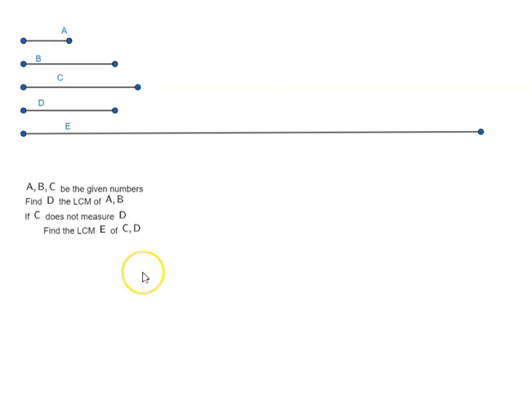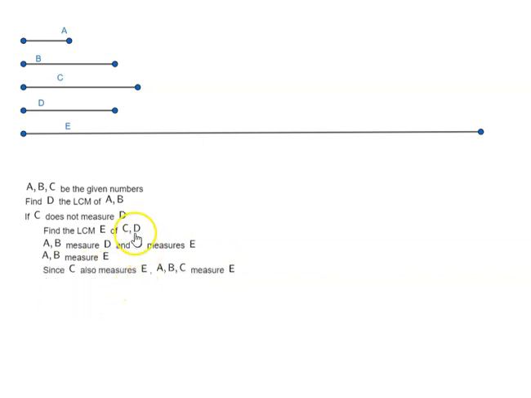So we find the LCM E of C and D. A and B measure D and D measures E. That means A and B also measure E. Since C also measures E, that means all the three numbers measure E. Now we have to show that this is the least number that is measured by A, B, and C.